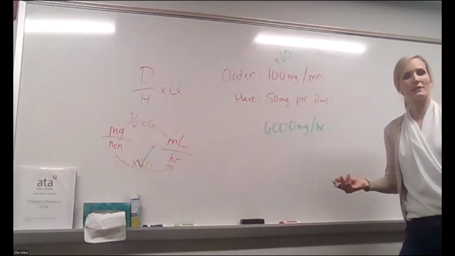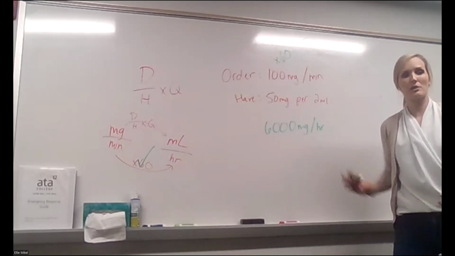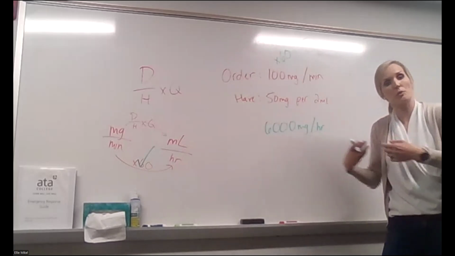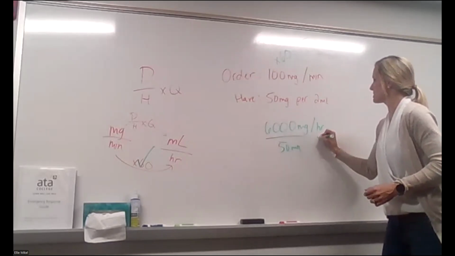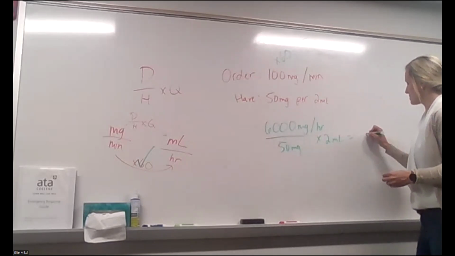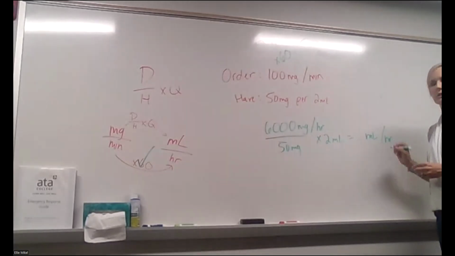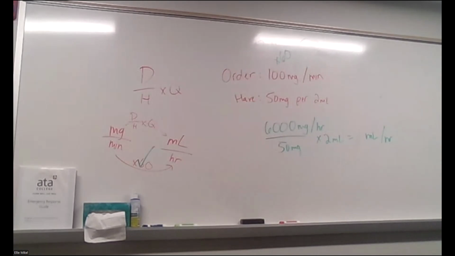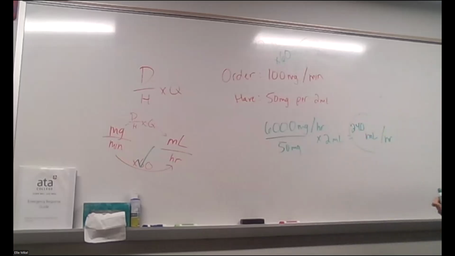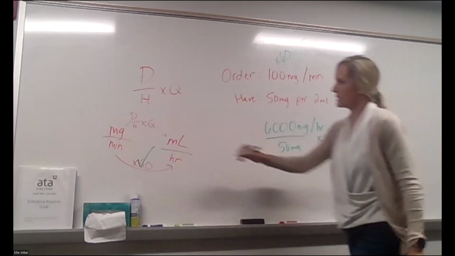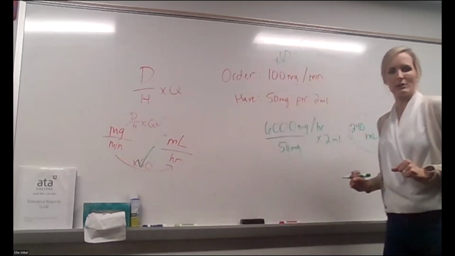Now I just need to put in that dosage calculation, just like I did in the previous question. The previous question was an order dose per hour. So when I plug this into our D over H times Q formula, my answer is now milliliters per hour, and that's what I want. So if I took 6,000 divided by 50, multiplied by 2, it's 240 milliliters per hour. So see, just a little bit different. We just have two different steps that we need to incorporate here.